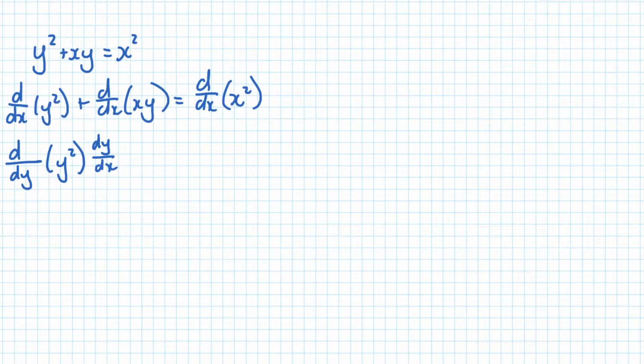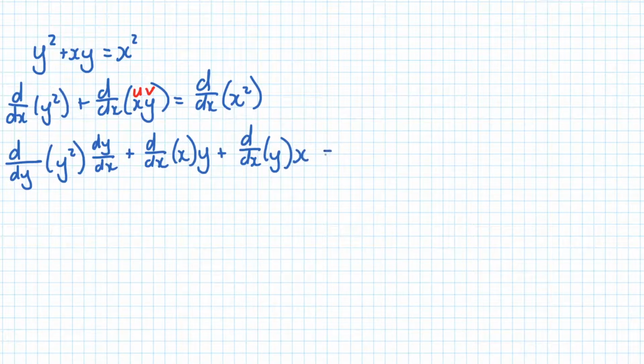Now the second term, you'll notice that we have a u function and a v function again. And again, we're going to have to use the product rule to find the derivative of this term here. So what that looks like is plus the derivative of u with respect to x times the v function plus the derivative of the v function with respect to x times the u function. And the derivative of x squared with respect to x is just 2x. That's the easy bit there.